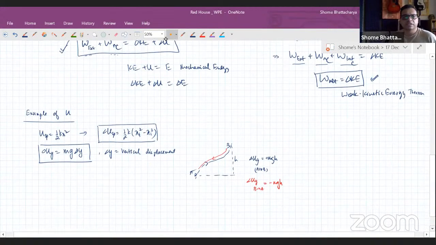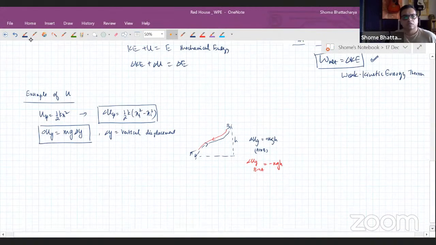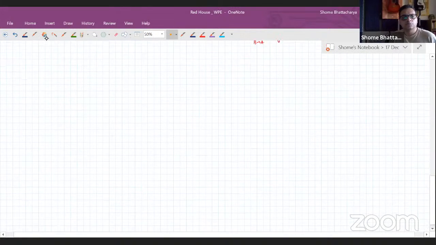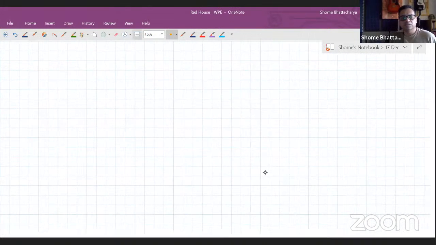So let's start with an example like this. We will see how to apply the work energy theorem in this next example.